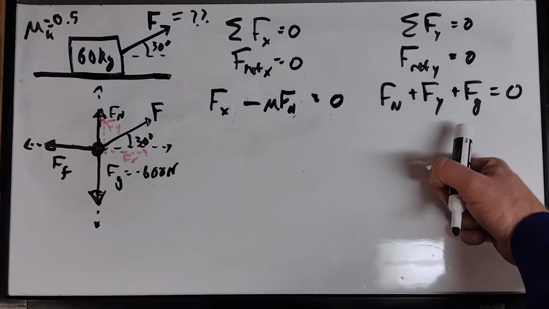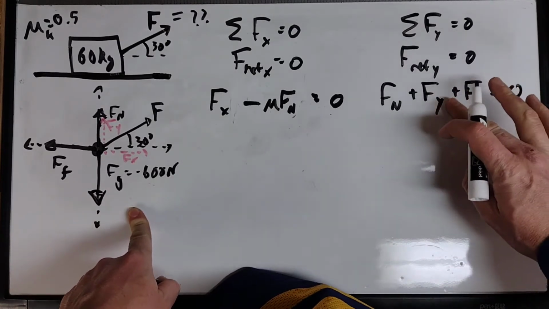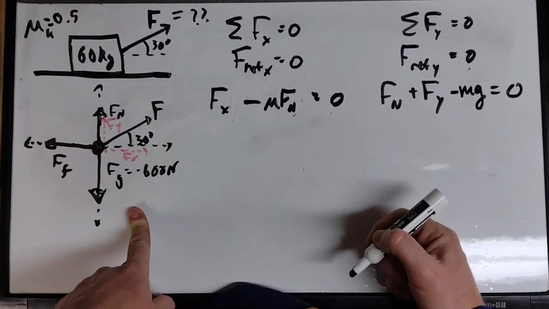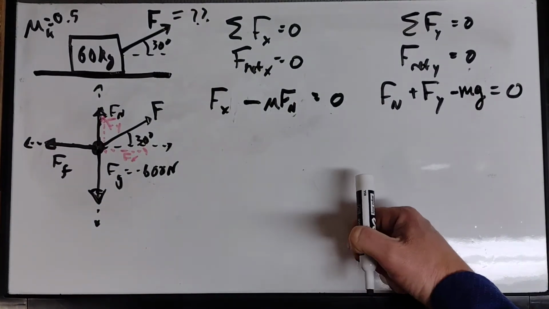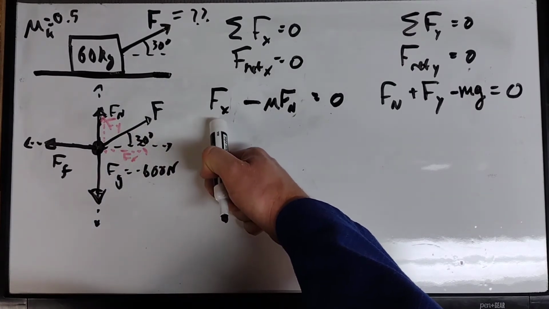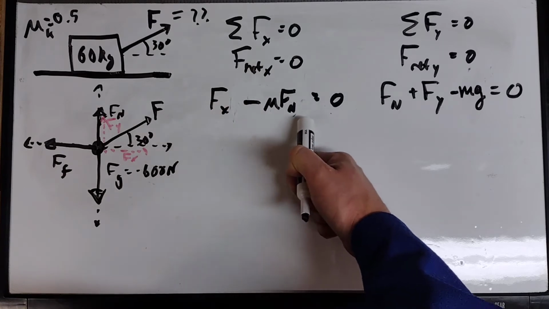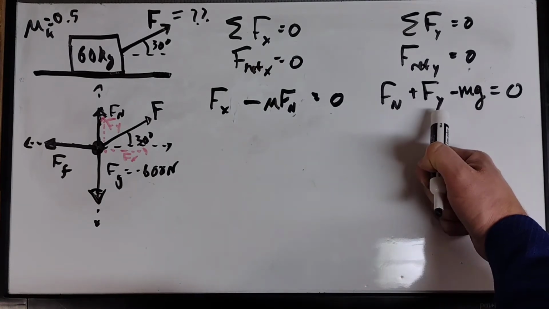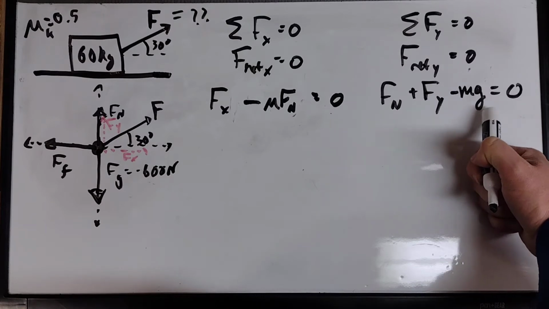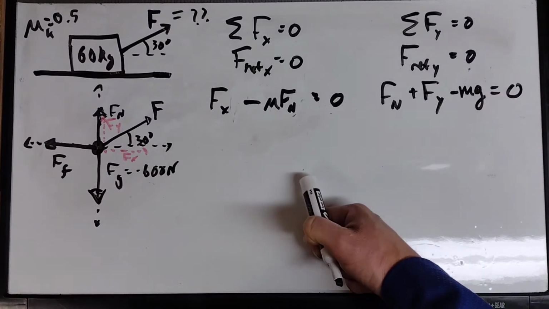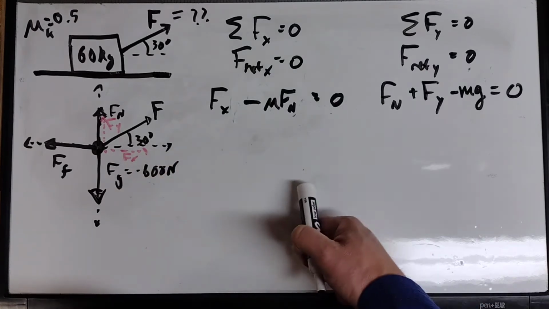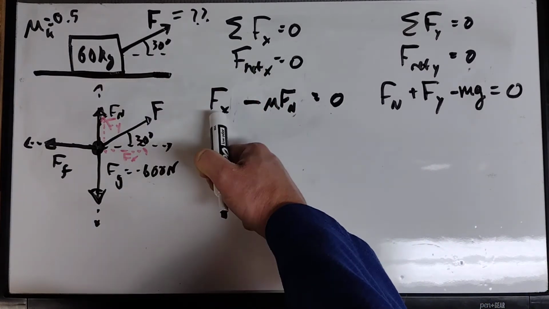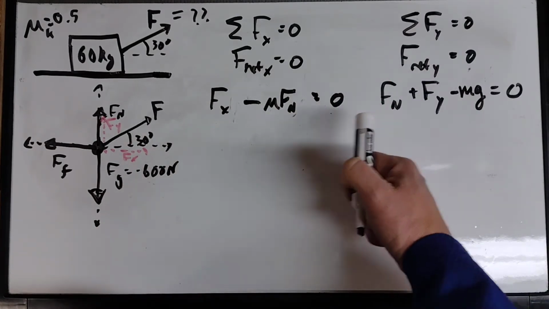Over here for Fg, I can put the number in there, or I can put in negative mg. Sometimes it's better just to put in negative mg. It's better to solve for variables. In fact, I think we will solve for variables first here, and then put in numbers. So the x component of the applied force minus mu Fn equals 0. The normal force plus the y component of the applied force minus the magnitude of the gravitational force must equal 0. But we have way too many unknowns here. M's a known, g's a known, Fy is unknown, Fn's unknown, Fx is unknown. So you have 3 unknowns, 2 equations, not good.